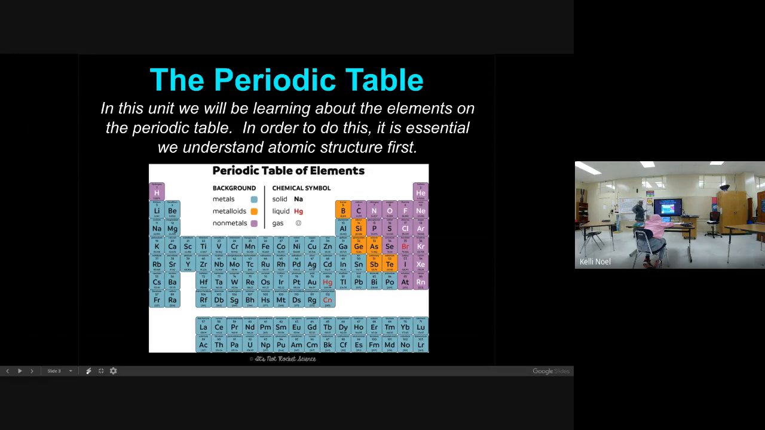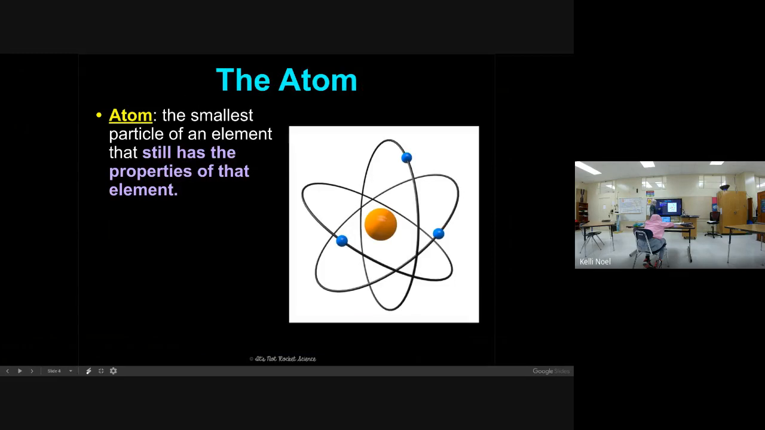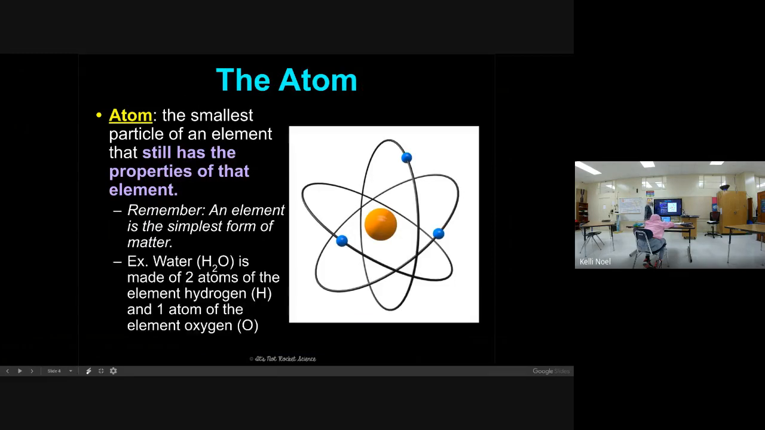So different periodic tables show things differently. Yours is just a black and white printed copy, so you wouldn't know which are metals, metalloids, and all that on yours. We'll be adding stuff to it as we go that might help you with that. So just to review, hopefully at some point in middle school you had information about the periodic table. I can't remember if it's 6th, 7th, or 8th grade, but it's one of those middle school grades.